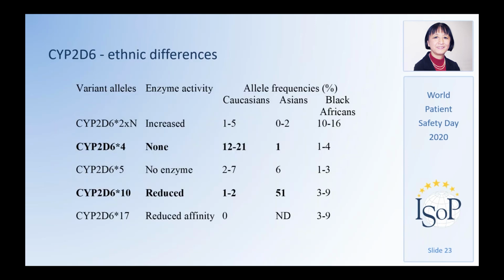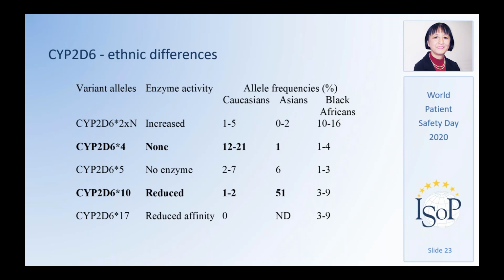You see the variant allele CYP2D6*4, that has no enzyme activity, and allele frequency is 12 to 21% in Caucasians. That gives rise to about 7 to 8% of poor metabolizers. And allele frequency in Chinese is only 1%. So this explains the low poor metabolizer frequency in Chinese.